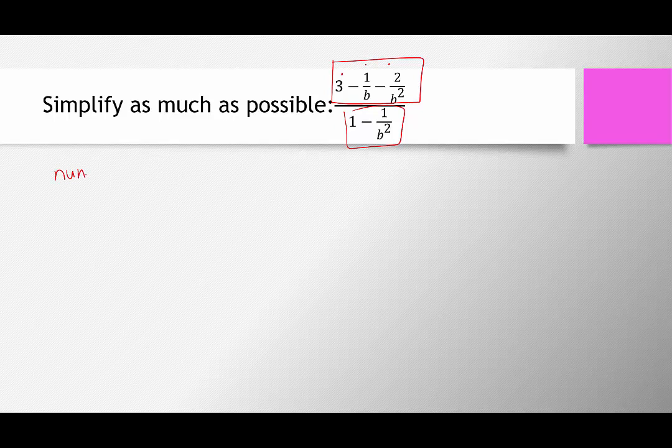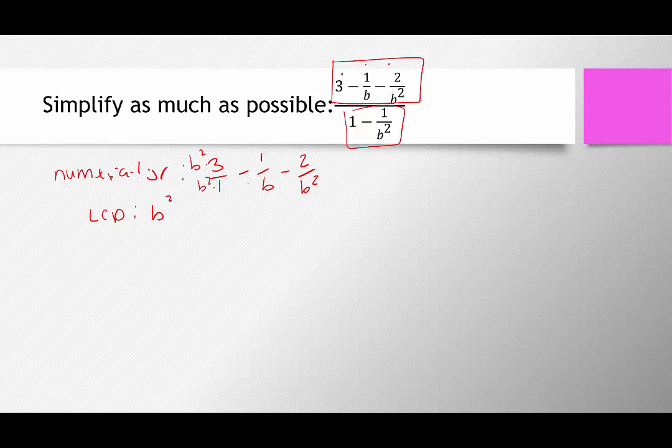The numerator, we want to turn into 1 term, so we actually need to do the subtraction. I'm going to write it as 3 over 1 minus 1 over b minus 2 over b squared. So if I'm going to be able to subtract, I need a common denominator. The least common denominator between 1, b, and b squared is b squared. The first term needs a factor of b squared, so I'll multiply that to the numerator and denominator. The middle term needs a factor of b, and the last term's fine. It already has the denominator we need.